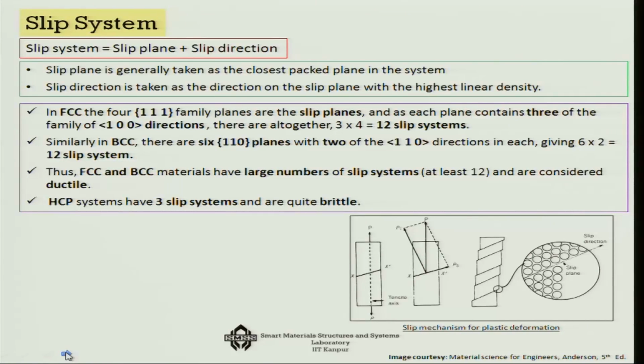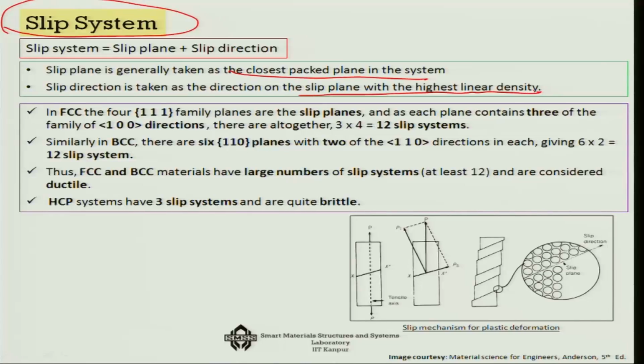The second important point here is the slip system. I told you already about slip plane and slip directions. Together they form what is called the slip system. In the slip system, the slip plane is generally taken as the closest packed plane in the system, and the slip direction is generally the direction on the slip plane with the highest linear density. So, why are we talking about highest linear density?